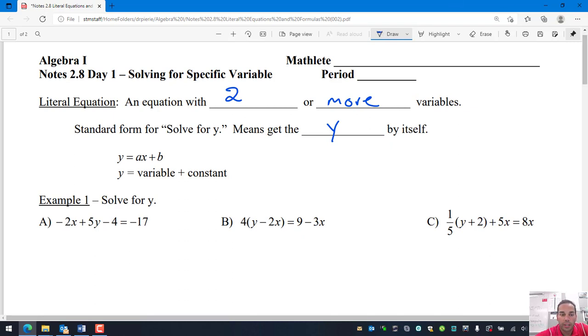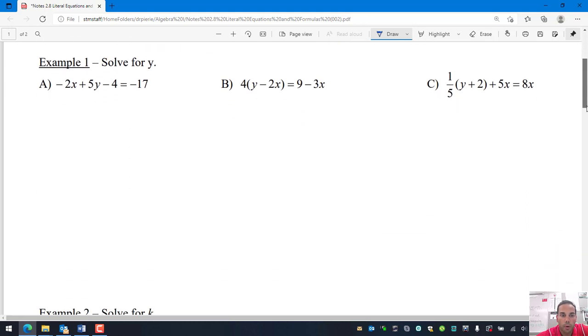The first one we see here is negative 2x plus 5y minus 4 is equal to negative 17. And super, super important, you got to read the directions. It says solve for y. So our goal here is we want to get y all by itself. Okay, we want to move all the other stuff away from it. So what do we see? We see a negative 2x on the left, we see a 5y on the left, and we see a minus 4. Let's just start moving things away from that y.